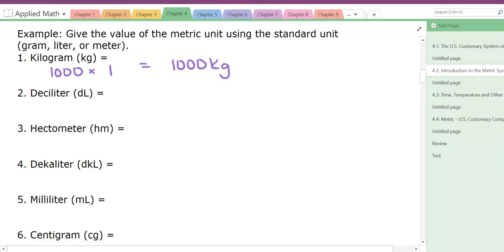Number 2 says deciliter. What did I say that deci meant up above? 1/10 of. So we're taking 1/10 times 1, which is like 1 divided by 10. So you're moving the decimal place. So it would be 0.1 liter. Hectometer, HM. Hecto, remember, meant 100 times. So we're taking 100 times 1. So that would be 100 meters. Okay, so why don't you take a minute and try to do 4, 5, and 6.